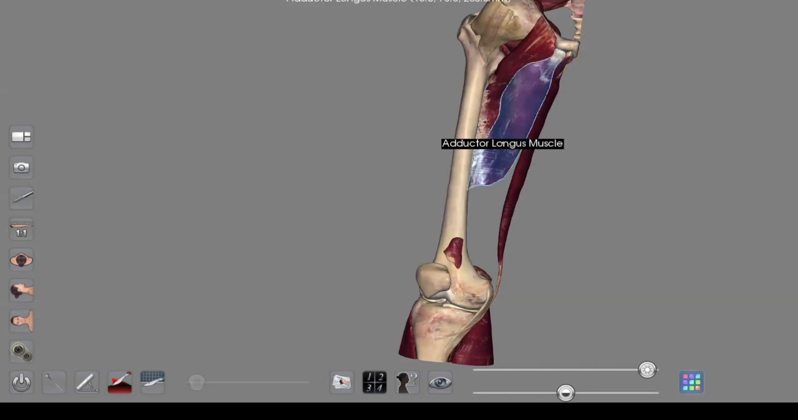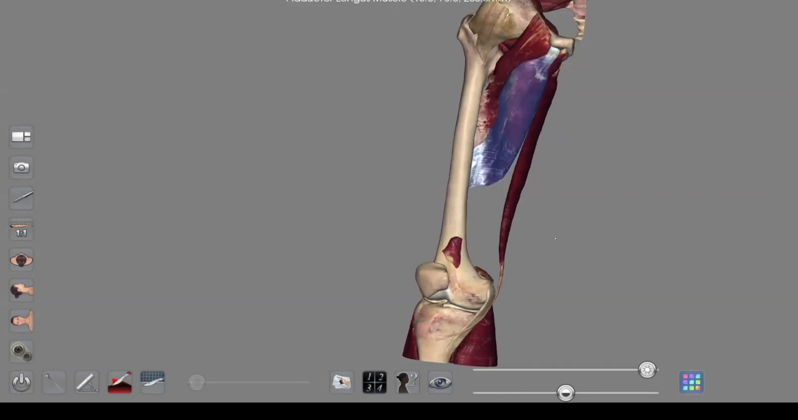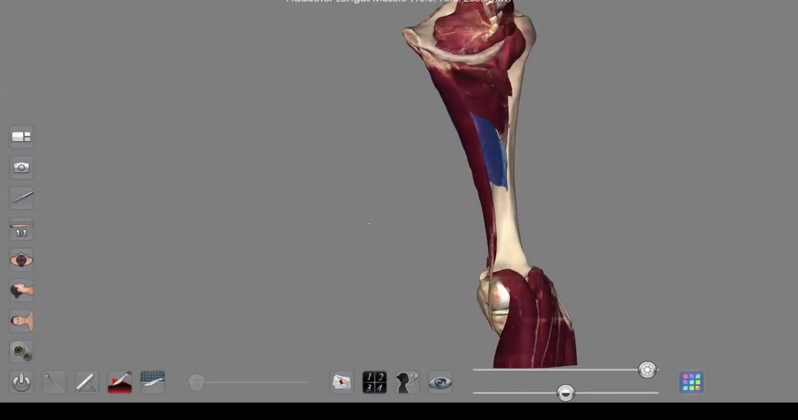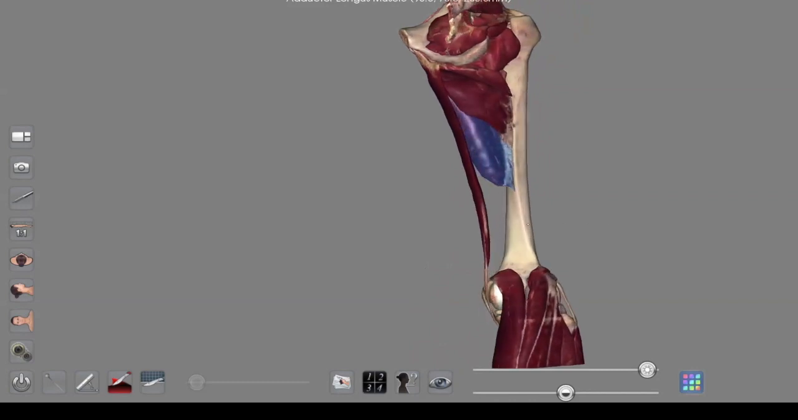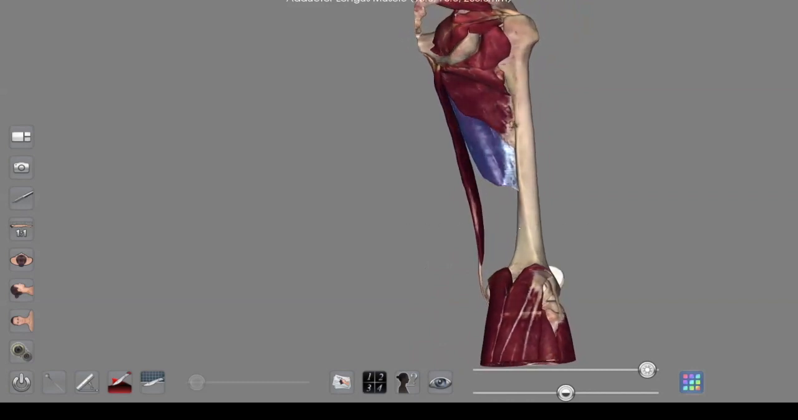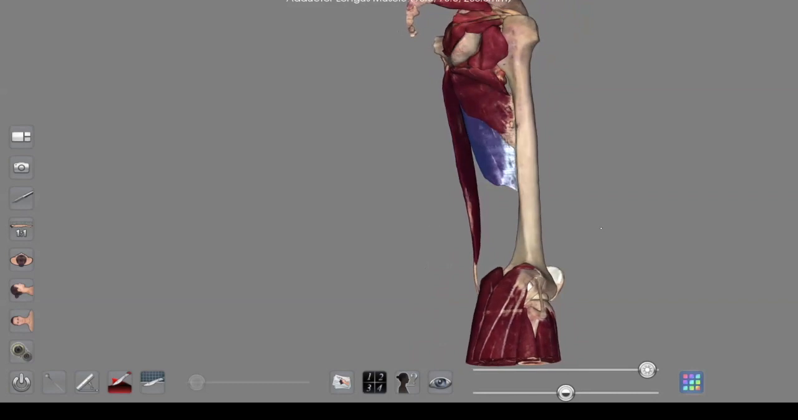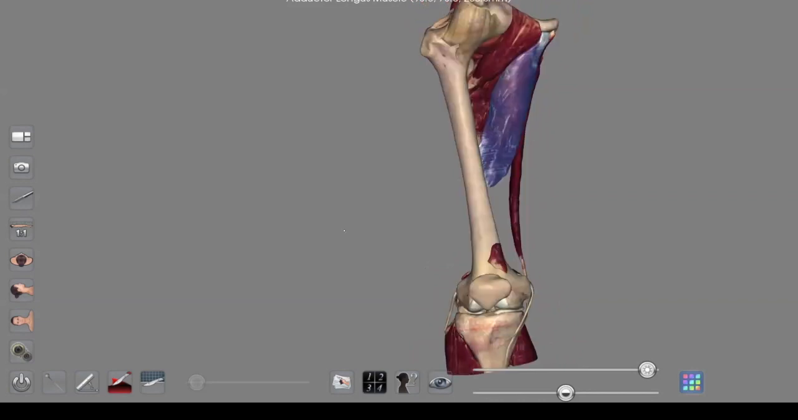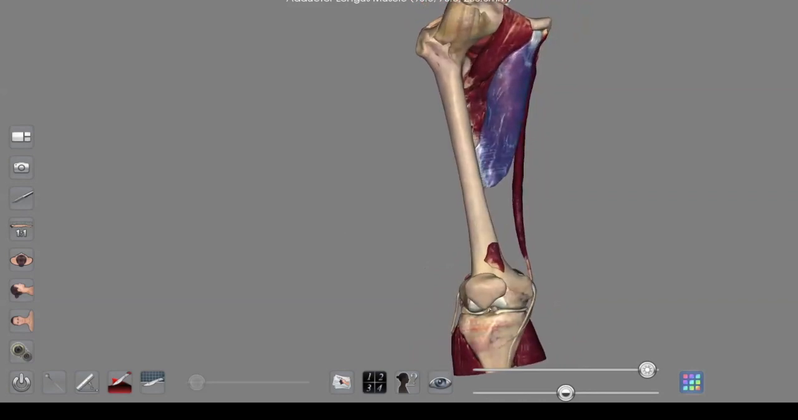First, the adductor longus, which has an origin on the body of the pubis and inserts onto the middle third of the linea aspera on the posterior aspect of the femur, seen here. And as a member of the adductor group, its primary function is to adduct the hip. As with the other various members of the adductor group, the adductor longus is innervated by the obturator nerve and receives blood supply from the femoral artery and the obturator artery.